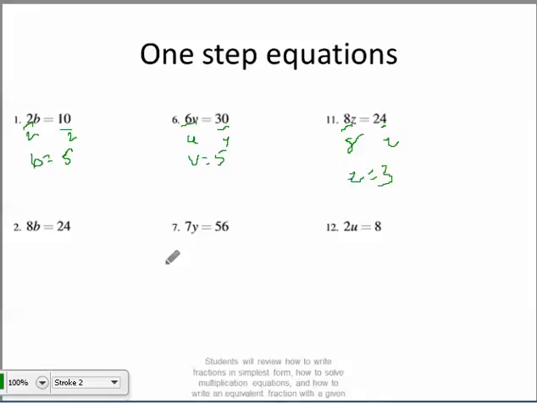Okay? 8b is equal to 24. Just did this one, didn't I? Divide by 8, and I get that b is equal to 3. 7y equals 56. Divide by 7 on both sides, and I get that y is equal to 8. 2u equals 8. Divide by 2 on both sides.